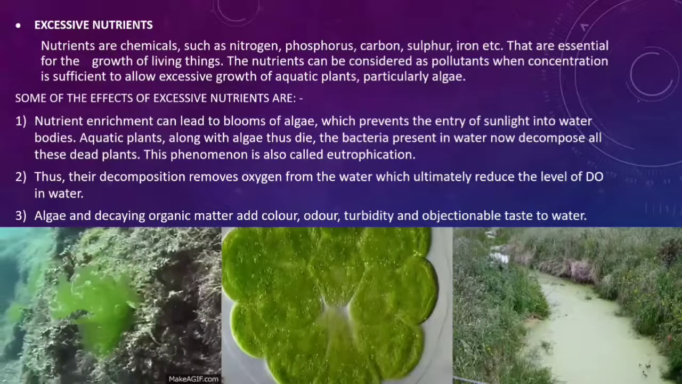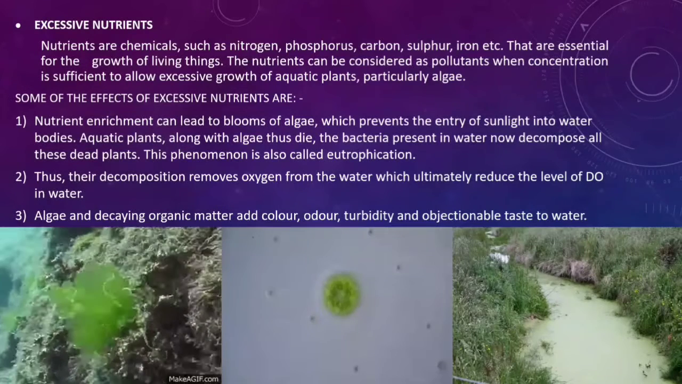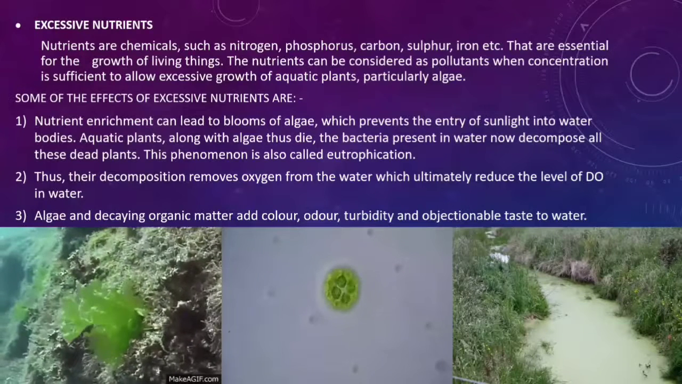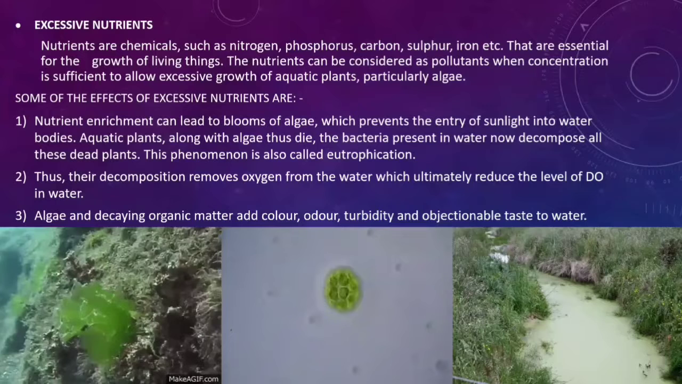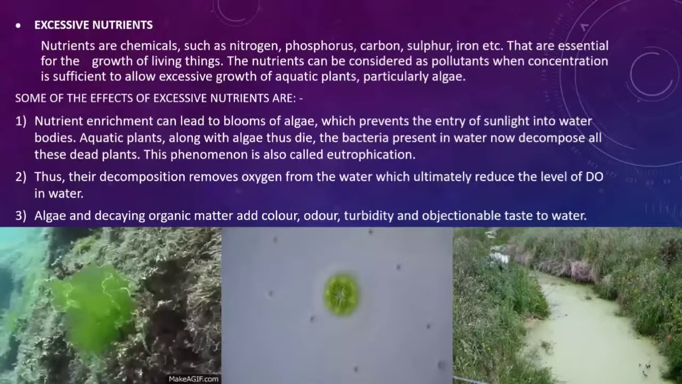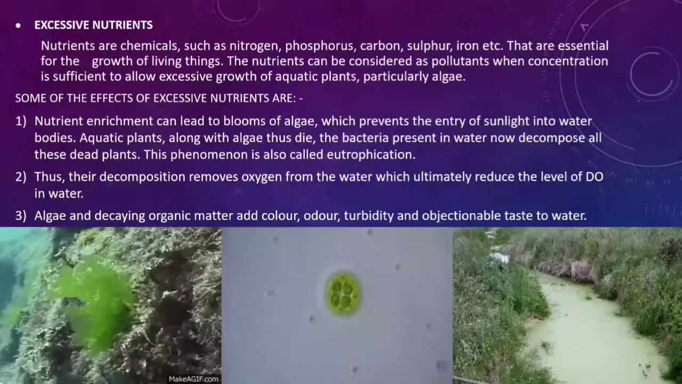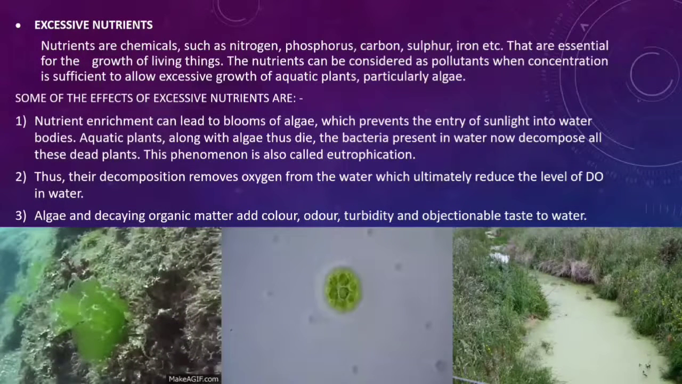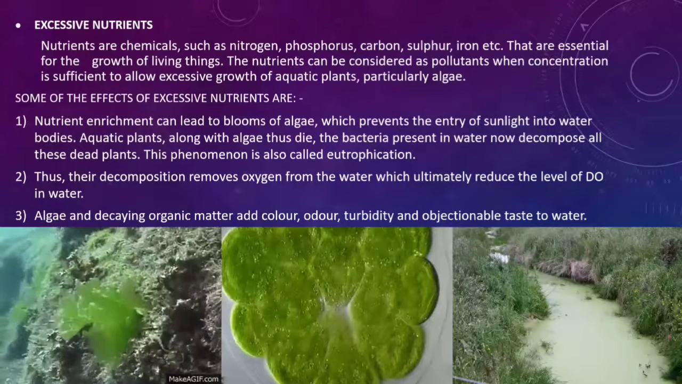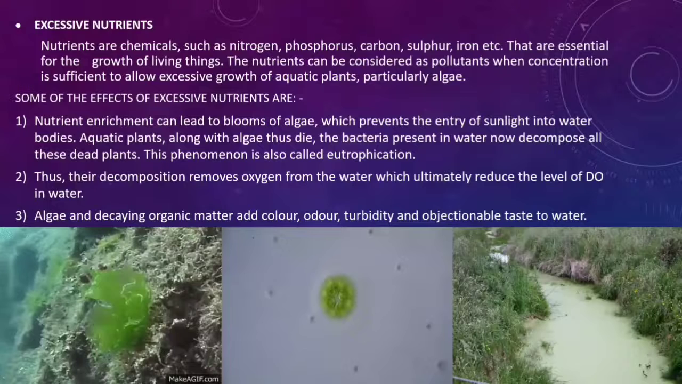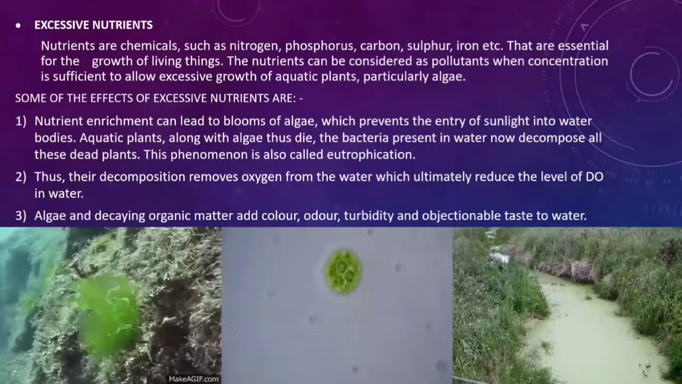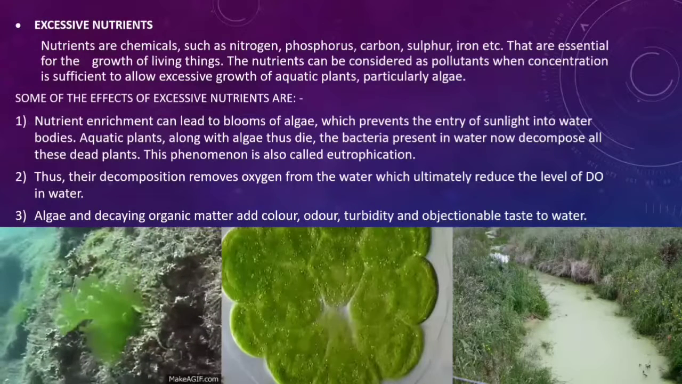The decomposition removes oxygen from the water, which ultimately reduces the level of DO in the water. The depletion of dissolved oxygen leads to the death of fish and other aquatic animals and plants. Algae and decaying organic matter add color, odor, turbidity, and objectionable taste to the water that are difficult to remove and that may greatly reduce its acceptability as a domestic water source.